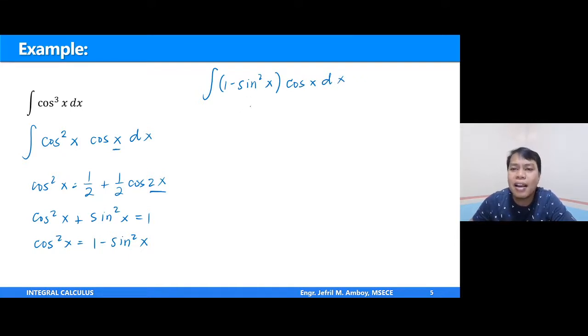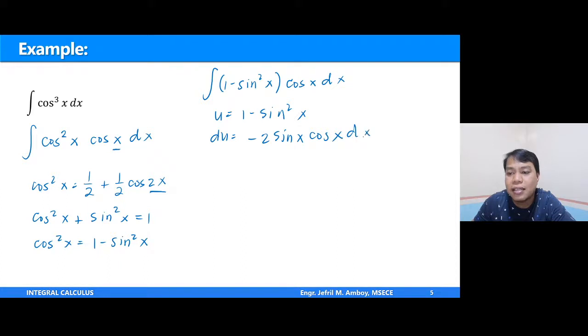Okay, so, gagana na kaya ito? O, tingnan natin. Alin ang gagawin mo na u? Kapag ginawa mong u, itong buong to, hindi gagana. Bakit? If I let u be equal to 1 minus sine squared x, tingnan mo yung makukuha mong du. Magiging 0 to. So, ito, magiging negative 2, and then, sine x, and then, cosine x dx. Okay? Do we have sine x times cosine x in the given expression? Hindi. So, this will not work.